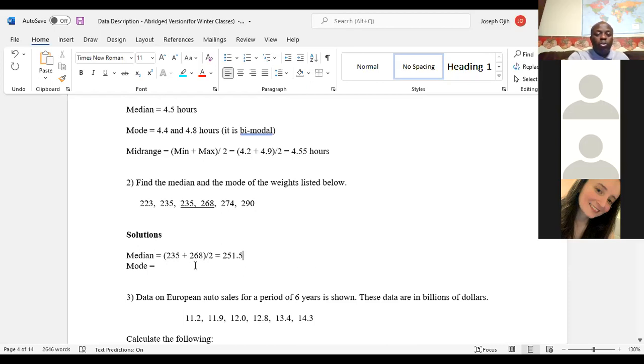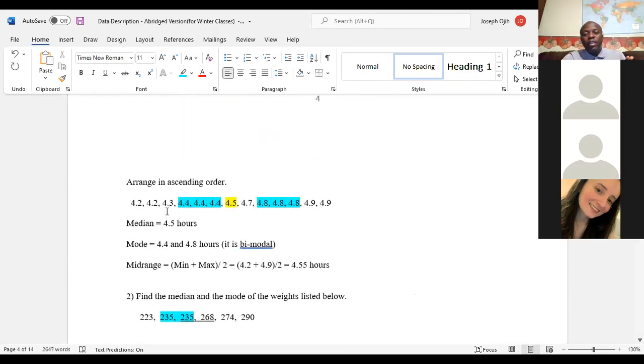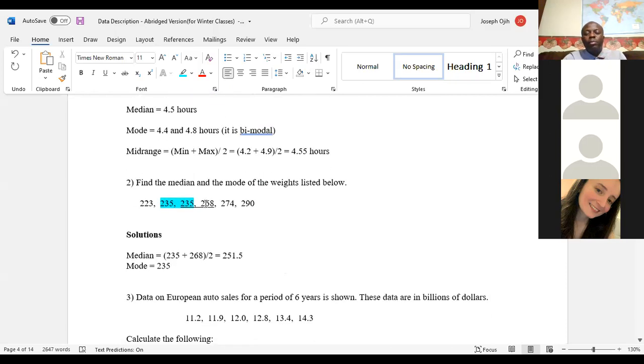And the mode is the one that occurs most often. Now you can see this is the mode. 235 occurs most often. Am I right or wrong? You're right. The mode is 235. So what I'm trying to say here is that if you have an odd number distribution, like where we have 13 numbers, the median would be a single number in the middle. But when you have an even number distribution, it will be 2 numbers at the middle that give you the median.